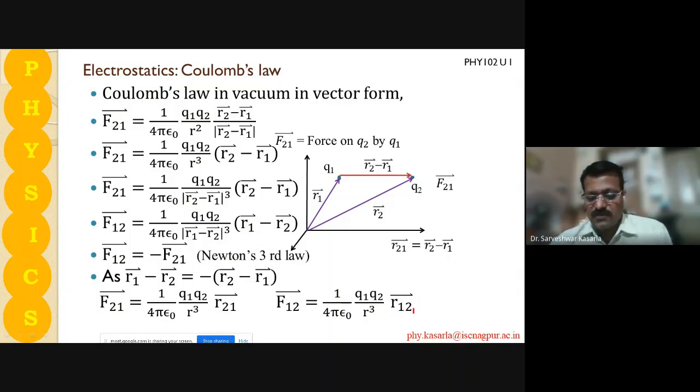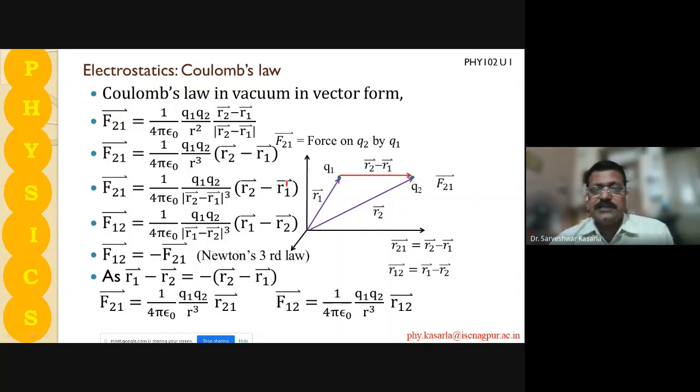And what is R12? R12 is nothing but the vector R1 minus R2. But this is to be defined. Sometimes in some books it may be written as R12 is equal to this vector and R21 is equal to this vector. That is also right. So that depends.